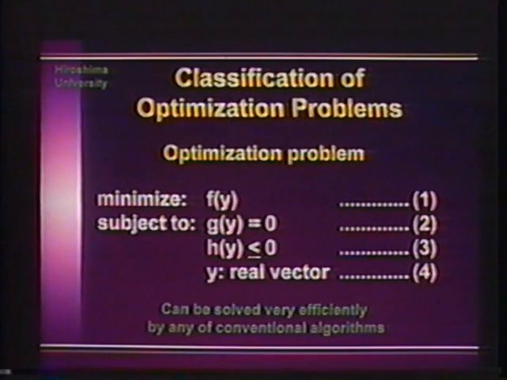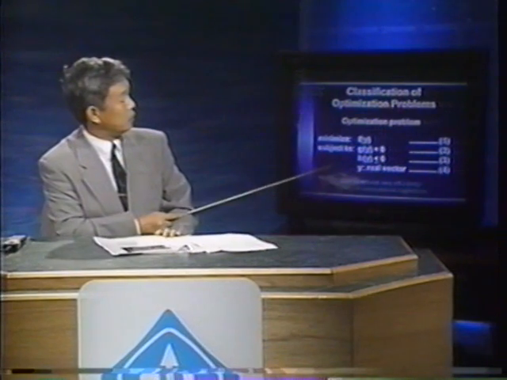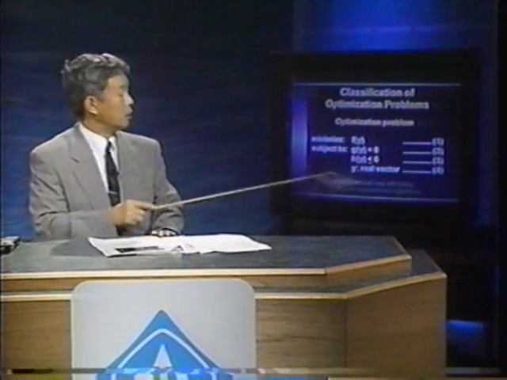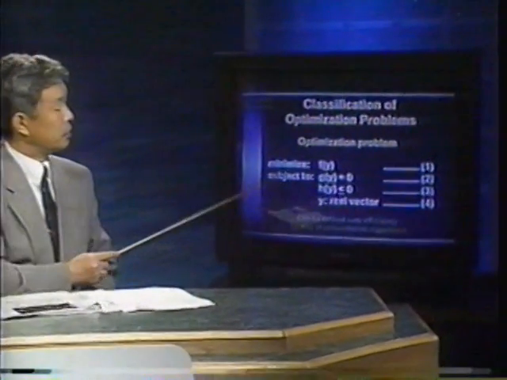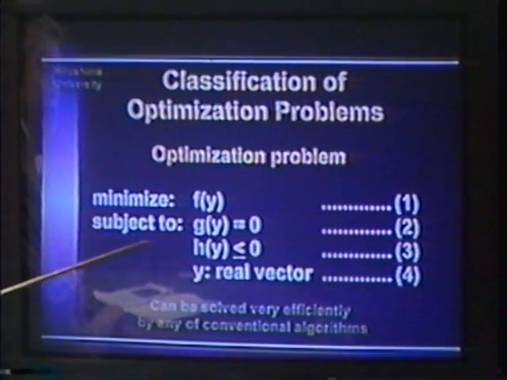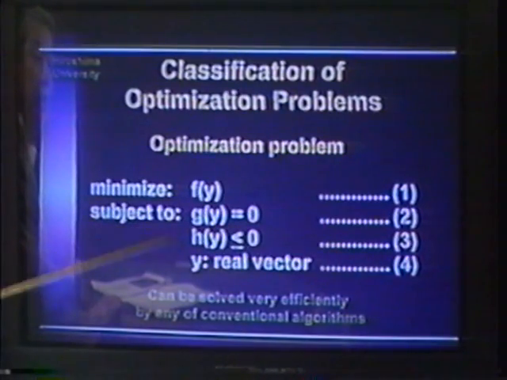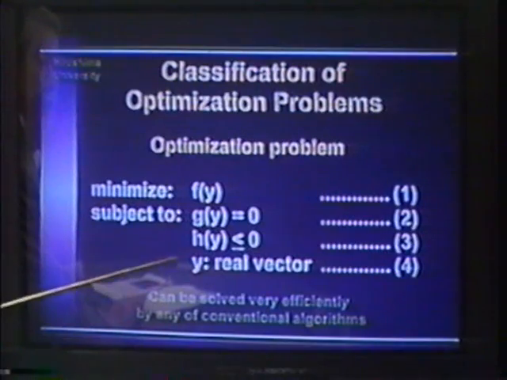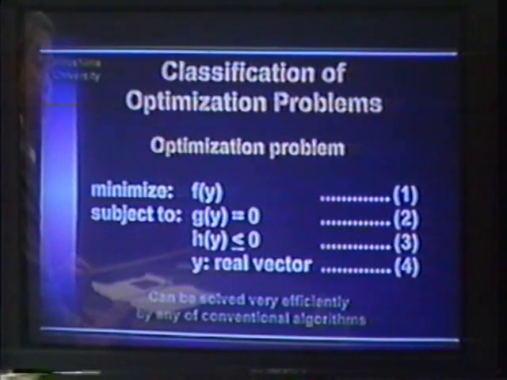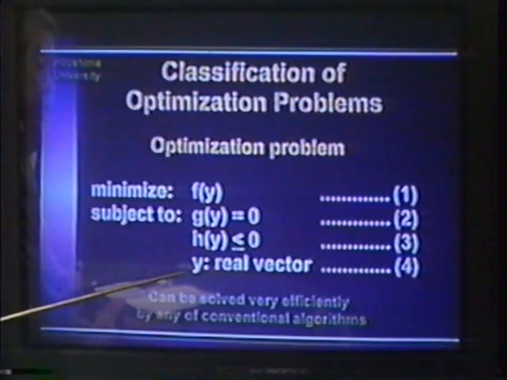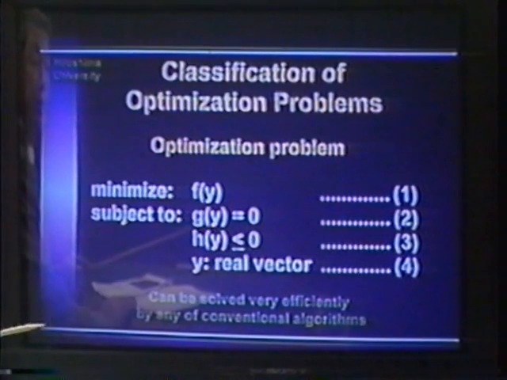This is the ordinary optimization problem, and here the problem is to minimize f of x. This is a scalar function called the objective function. And if without any restrictions, this is not so difficult a problem. But we have to impose some conditions. Mathematically, we use subject to g of y equals 0. This is called the equality constraint. And equation 3 expresses h of y is less than or equal to 0. This is the inequality constraint. And as I wrote here, vector y takes a real vector, or y is called continuous variables.